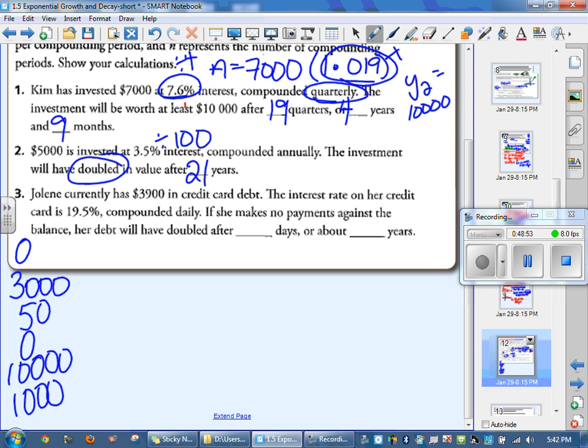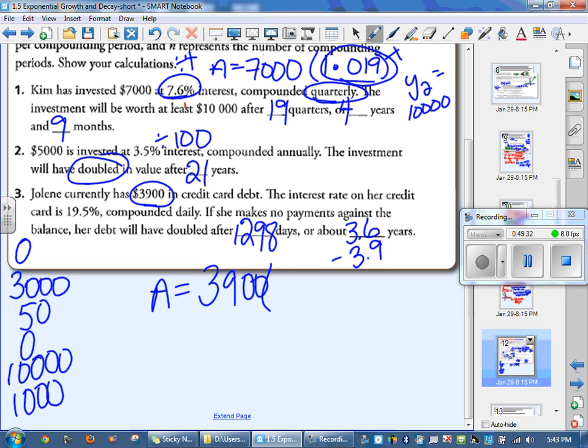Now, it wants to know how much it's going to take to double it. Well, doubling your initial value, the double the value is $7,800. So that's what you would have put in Y2. Okay. Now, it wants daily. Okay. So daily, how would you solve your equation? Your equation would look like this. A equals 3,900. 1 plus 0.195. And this part, not the 1, but only that part, you divide by 365. All exponent x or n.